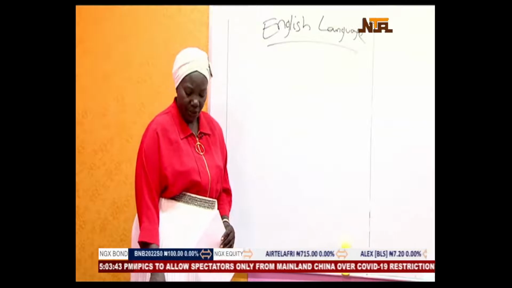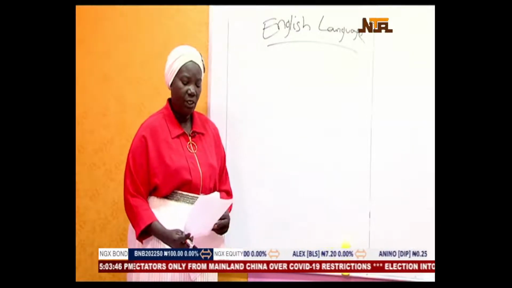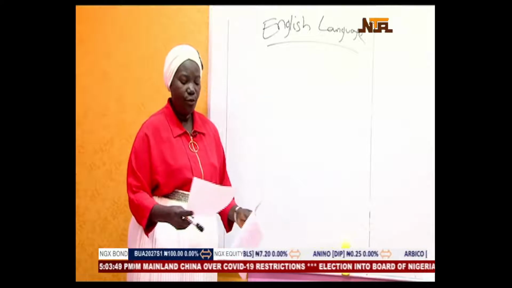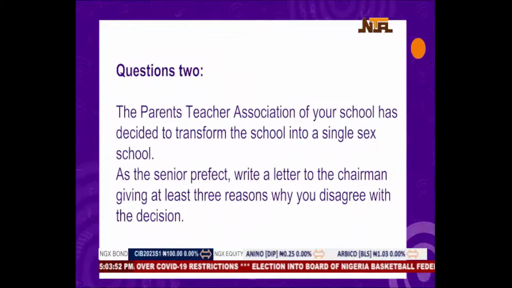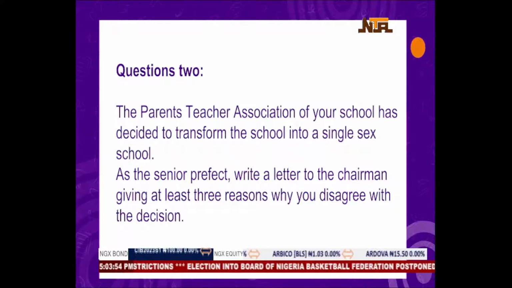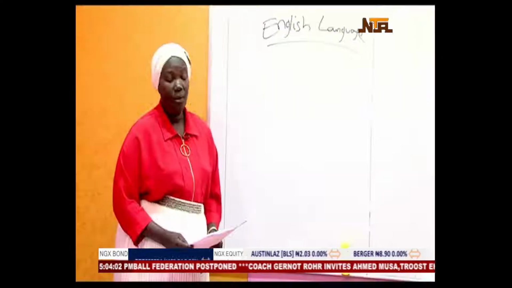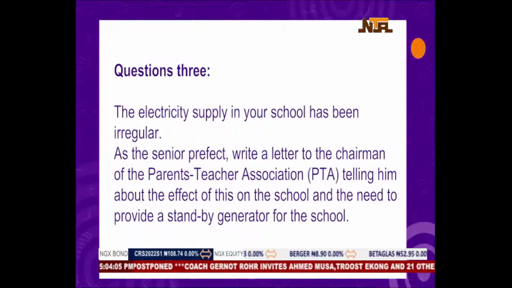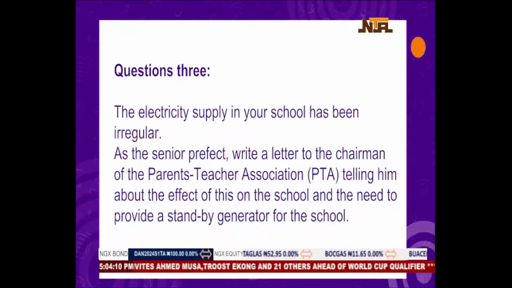The Parent Teachers Association of your school decided to transform the school into a single-sex school. As a senior prefect, write a letter to the chairman giving at least 3 reasons why you disagree with the decision. 3. The electricity supply in your school has been irregular. As a senior prefect, write a letter to the chairman of the Parent Teacher Association, PTA, telling him about the effect of this on the school and the need to provide a standby generator for the school.